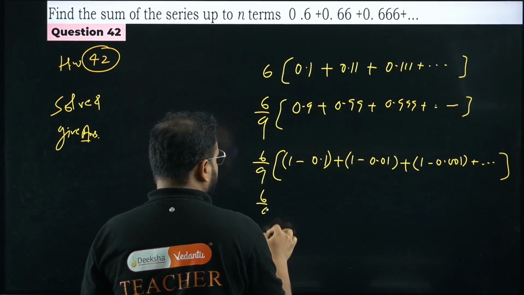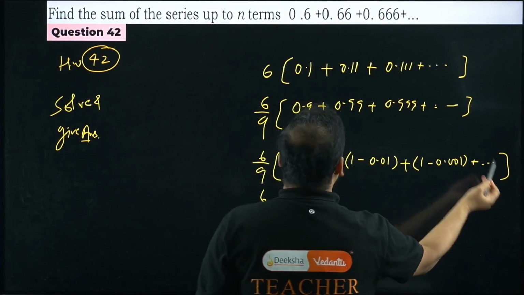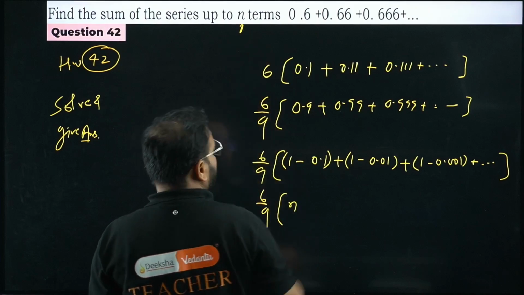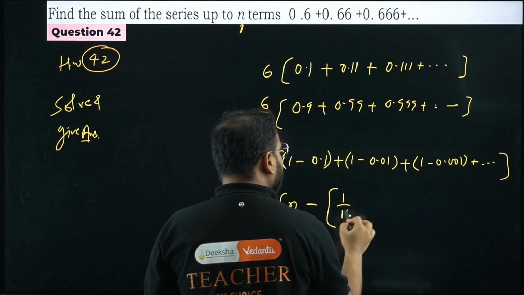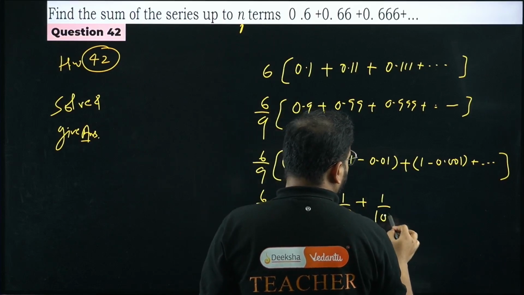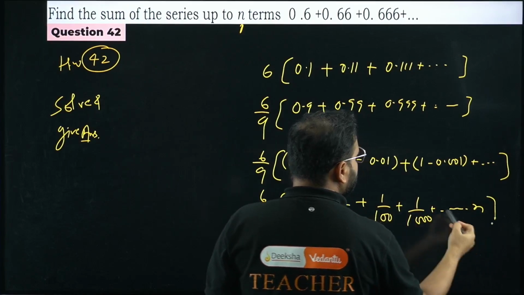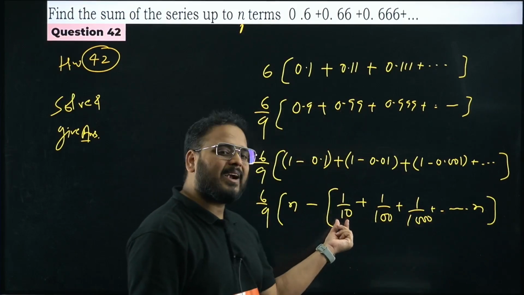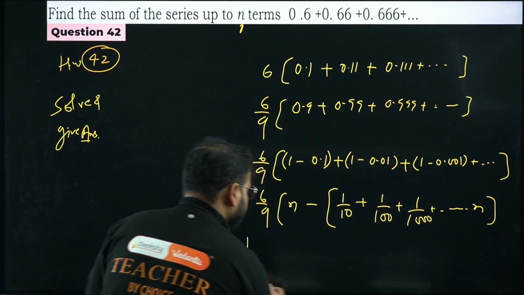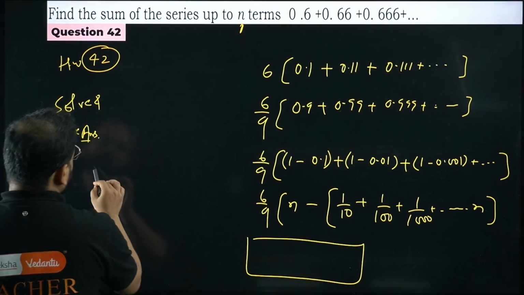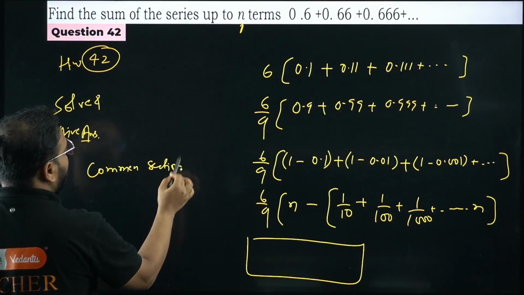So 6 by 9, 1 plus 1 plus 1, it's going to be n times, n terms. Here n is given, so n only, minus. Take the minus sign common. What I have is 0.1, which is 1 by 10, plus 0.01, which is 1 by 100, plus 0.001, which is 1 by 1000, plus so on till n terms. Solve it for GP. First term is 1 by 10, common ratio is again 1 by 10. Solve it and give me the answer. Leave the answer in the comment section for question number 42.